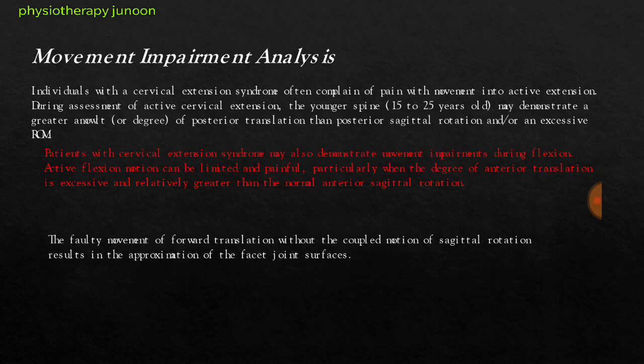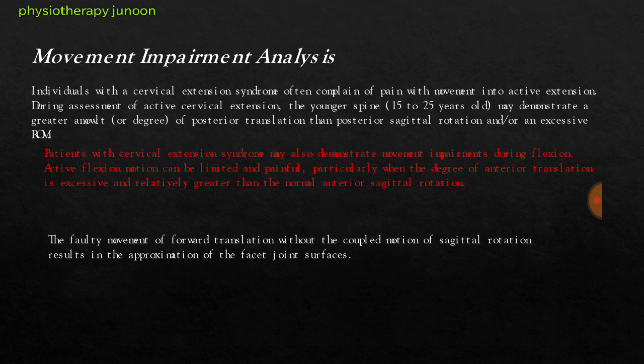The older individual with spinal degeneration may have painful and limited extension because of the starting alignment of a forward head position with excessive anterior translation. The starting alignment of anterior translation, like an extended position, we can say, limits the available physiological motion into extension.